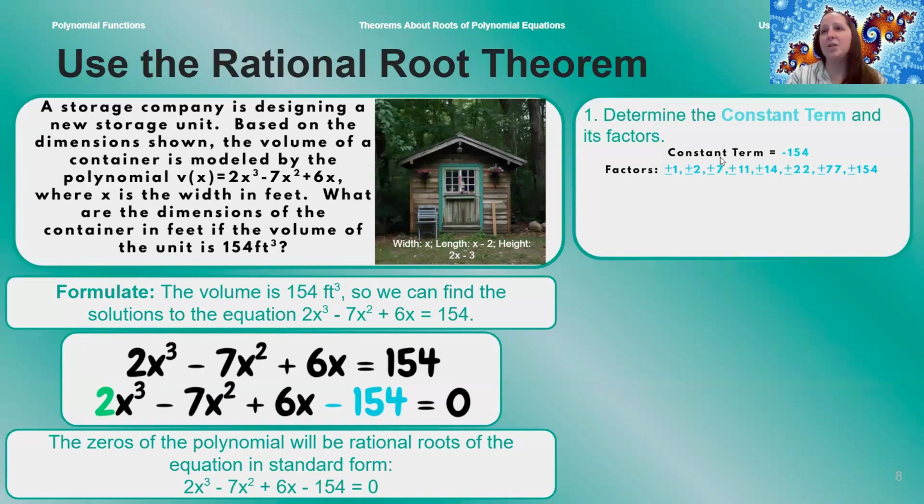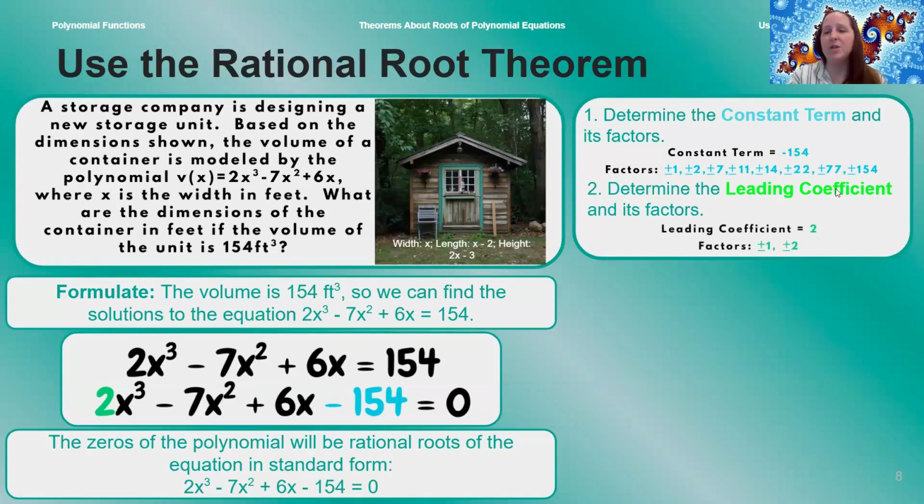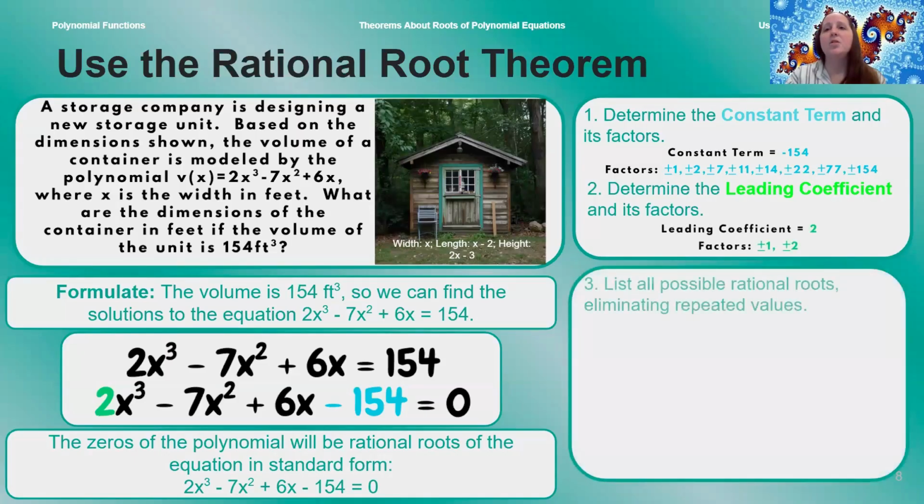Here are the factors of my constant term, negative 154. The leading coefficient is 2, and here are its factors. Okay. So now I can list out all possible rational roots, eliminating repeated values. So this time I did eliminate some of the repeated values, but not all of them. So like 2 over 1 is 2, 2 over 2 is 1, so I can get rid of that one.